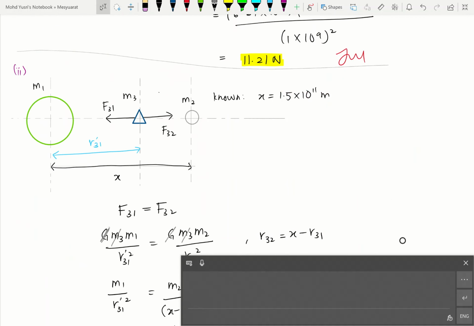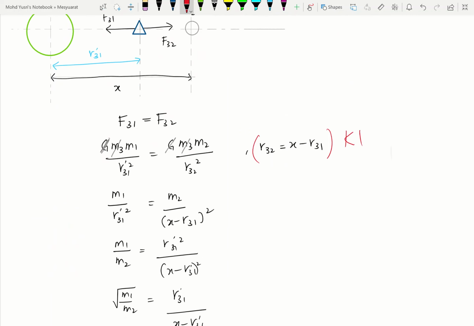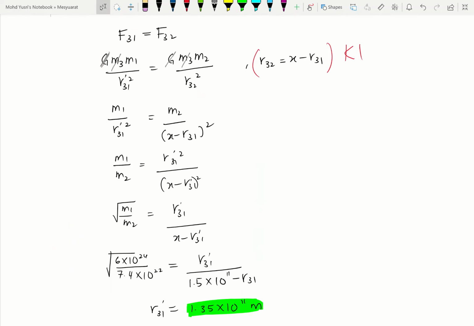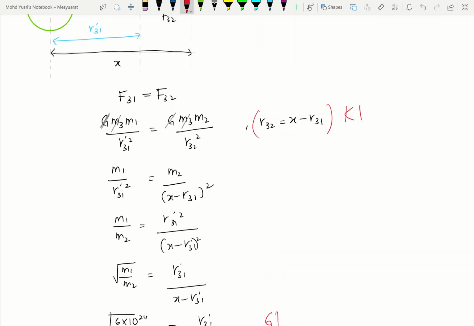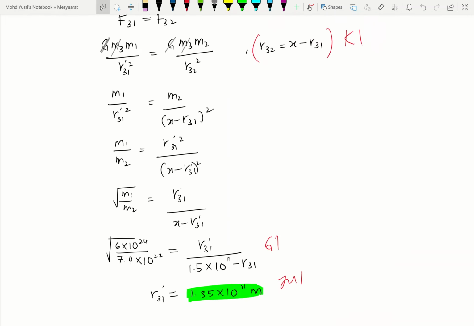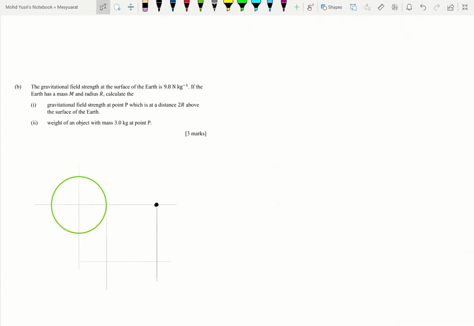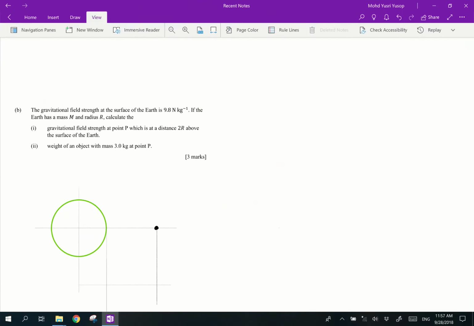Okay, markah yang pertama adalah pada konsep dan kemudian ganti jawapan dan unit yang betul. Okay, so selesai sudah 5A2 dan 5A. Okay, keseluruhannya kita akan bergerak pada soalan nombor 5B. Okay, so soalan nombor 5B.